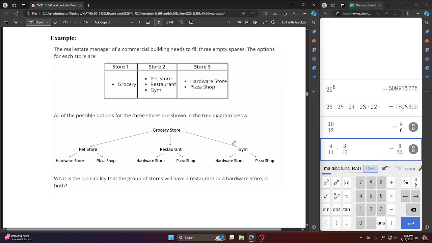Oh, there it is. Look at that. It's on the next page. So we got grocery store, pet store, restaurant, blah, blah, blah. What's the probability of a group of stores that will have restaurant or hardware store or both?